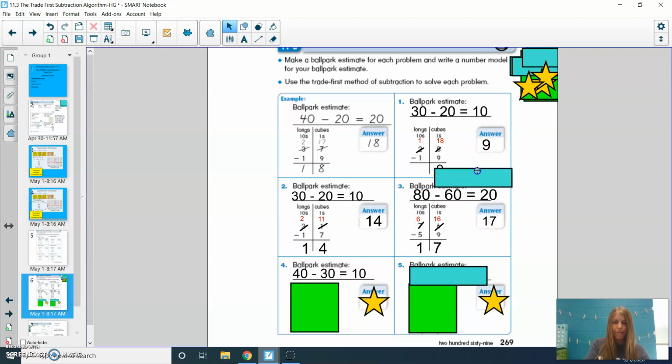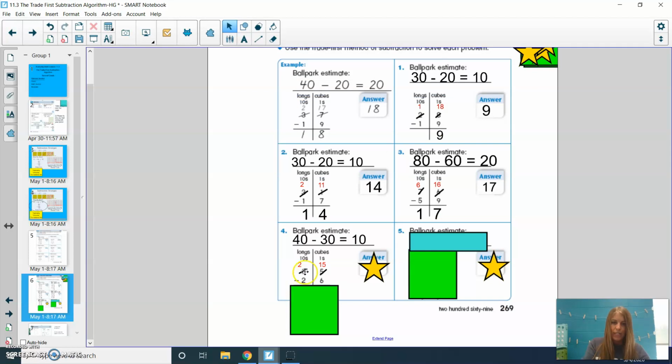For question number 4, my ballpark estimate is 40 minus 30 equals 10. And I had the problem 35 minus 26. So I changed my 3 to a 2. My 5 becomes a 15. 15 minus 6 is 9. And then 2 minus 2 is 0. And again, I did not need to put the 0 in that place, giving me my answer of 9.